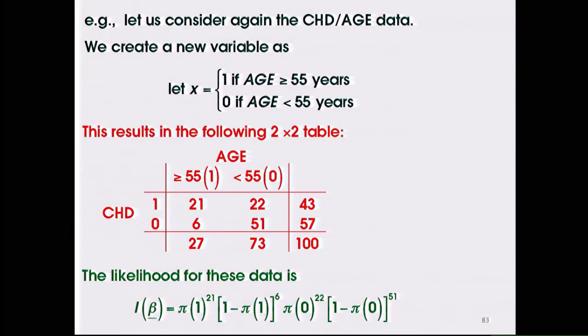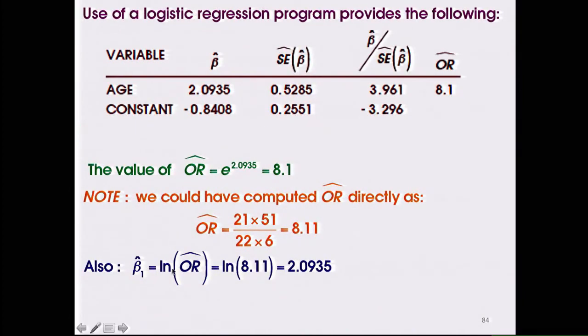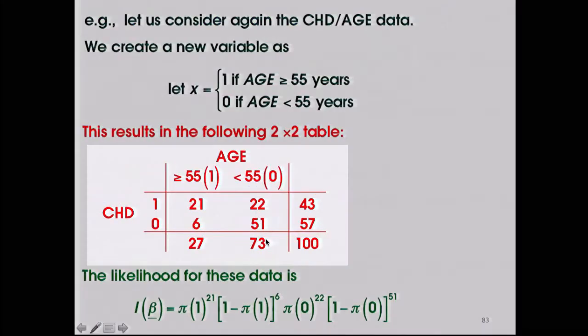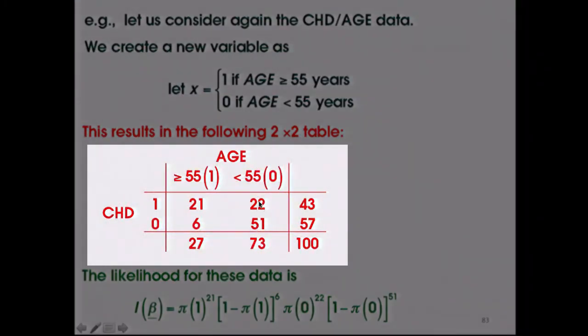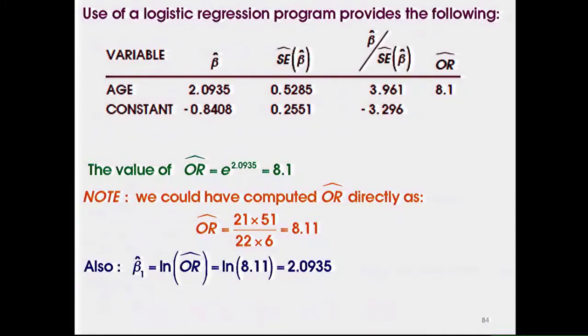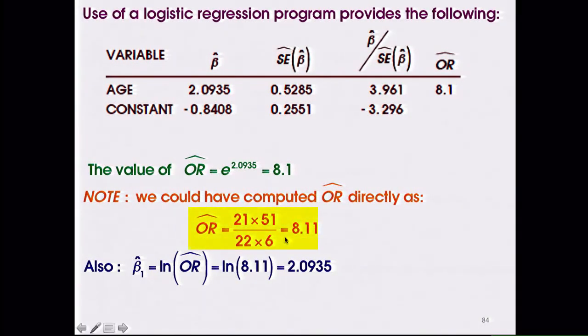But now we're going to want to take these data and compute the odds ratio and everything else from it. In a crude way, we simply take the odds ratio as 21 times 51 over 22 times 6. That's the A times D over B times C that we learn is the definition of the odds ratio from a 2x2 table. And that odds ratio in this case is equal to 8.11. Okay, 8.11.